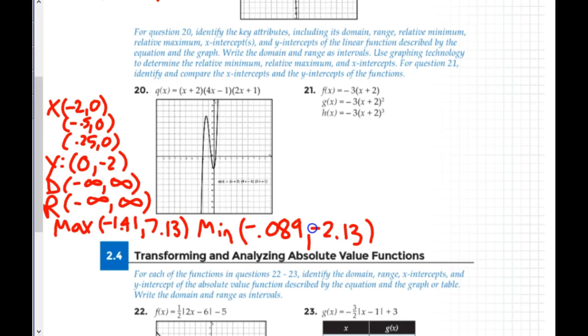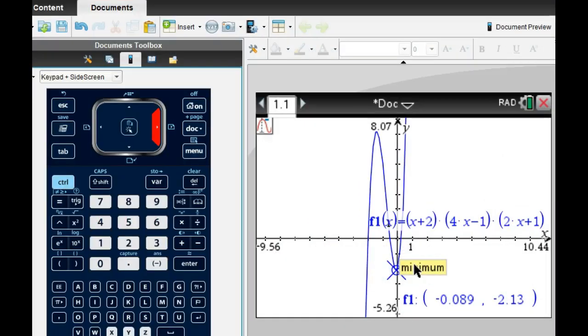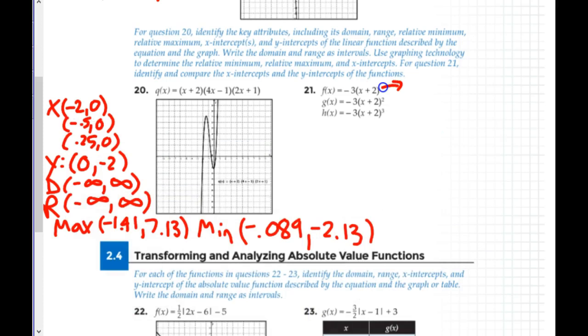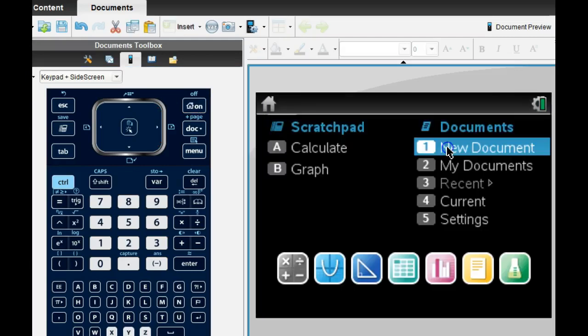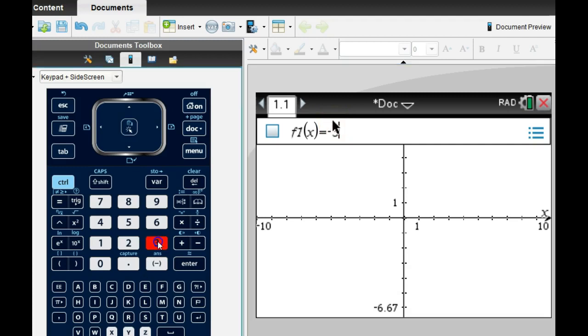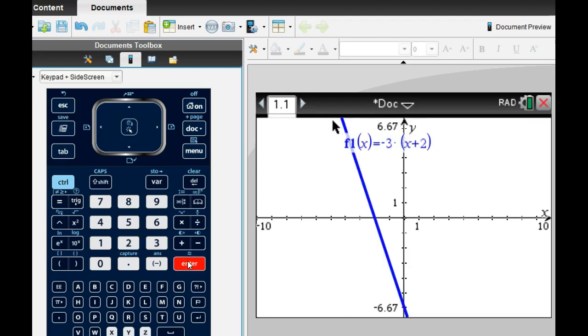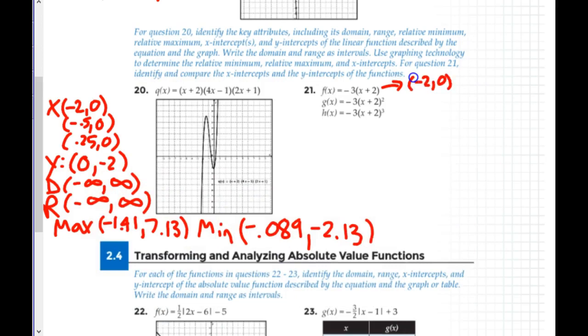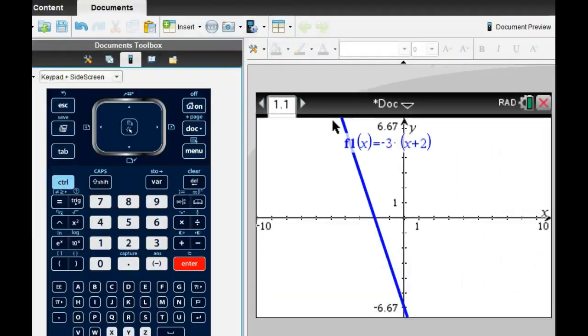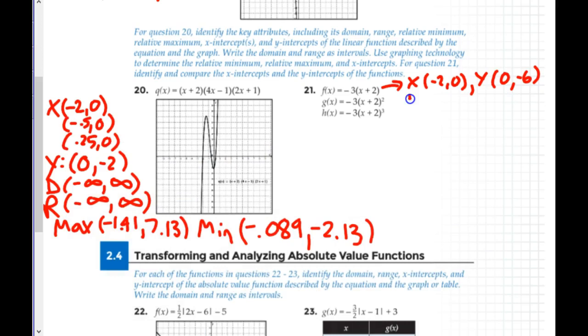Alright, number 21 has 3 different equations. (-2, 0), (0, -6), and then domain and range are the same for linear.